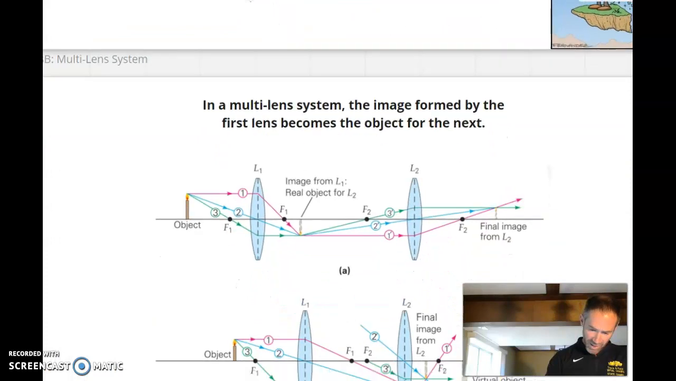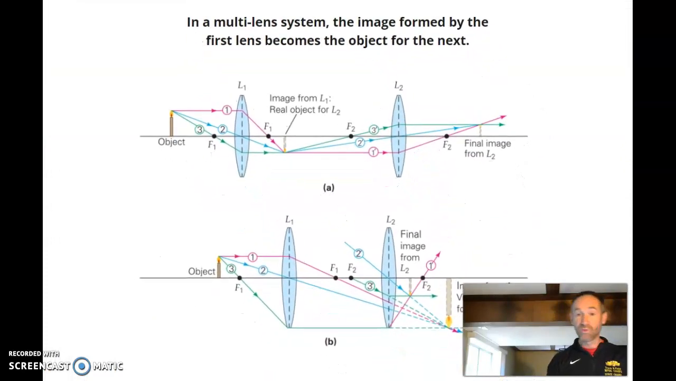Now, a lot of times in devices, there's more than one lens. So here I have two lenses together, and if you just look on the left, this is essentially what you're used to. You see an object outside the focal point of a converging lens. There are our three rays that we're used to seeing, and we're getting a real inverted image like we've seen a million times.